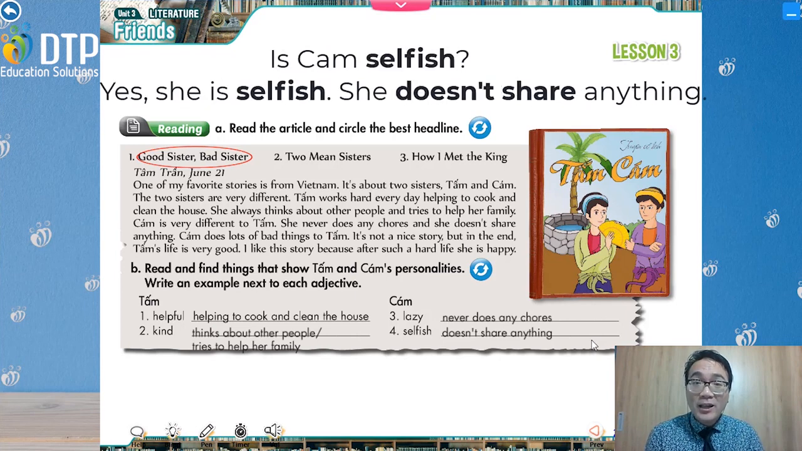Is Cam selfish? Yes or no? Yes, she is selfish. She doesn't share anything.